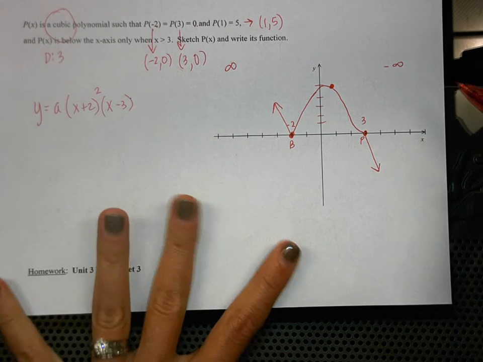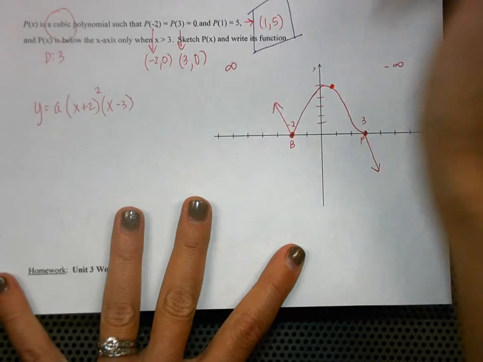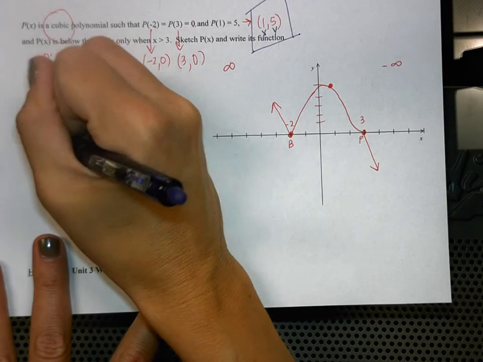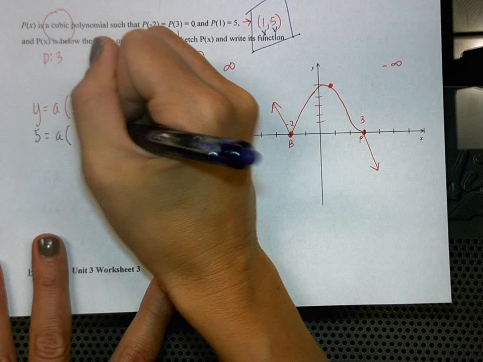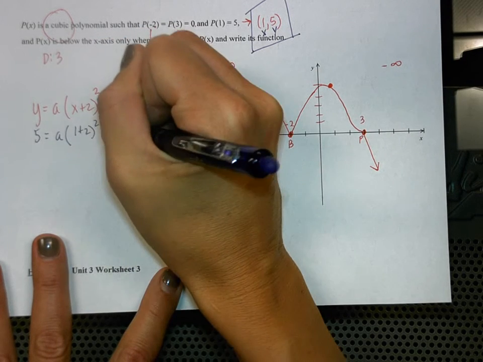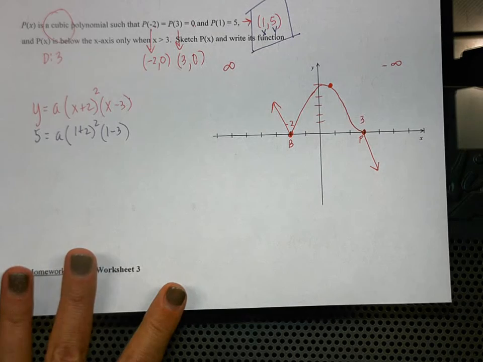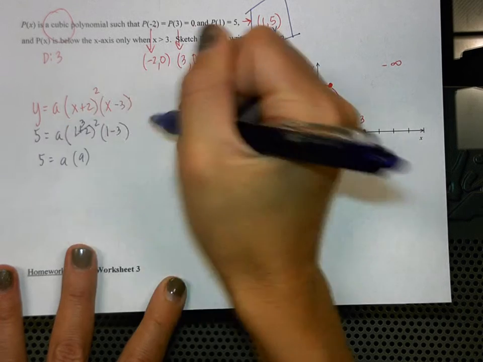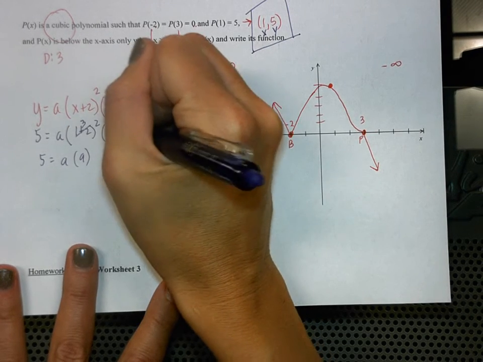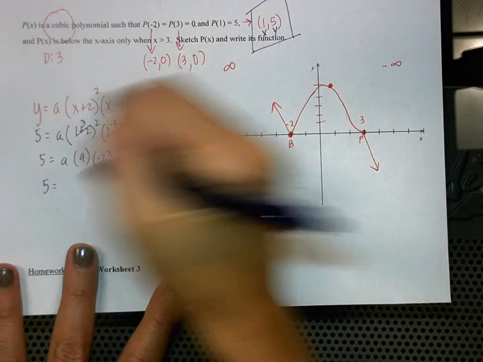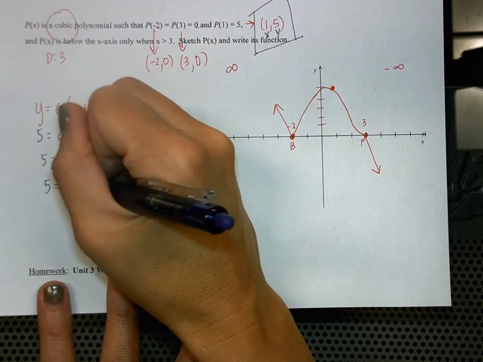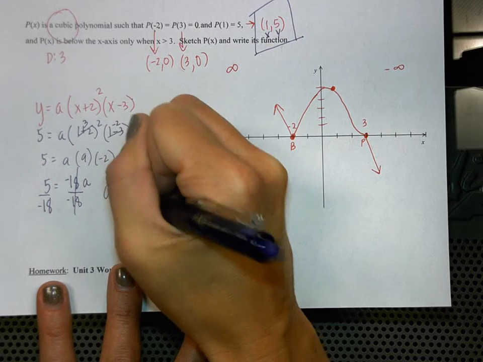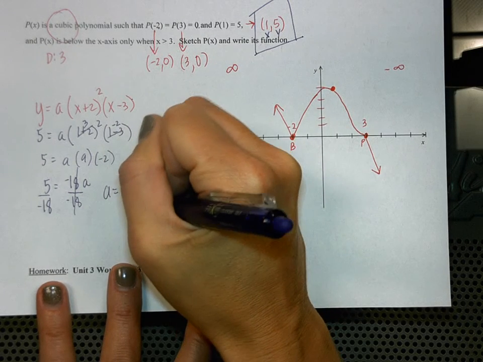Okay, but we're going to plug in to find our A value, and so I'm going to use that point. And remember, that's X and that's Y. And we're going to plug them in here to find A. So we get 5 equals A, parenthesis, 1 plus 2 squared times 1 minus 3. Okay, and 1 plus 2 is what? 3. And 3 squared is 9. And then 1 minus 3 is negative 2. So when we multiply that, we get 5 equals, and 9 times negative 2 is negative 18a, and then we divide by negative 18 to both sides in order to get a equals negative 5/18. The negative can go at the top or the bottom, it doesn't matter.